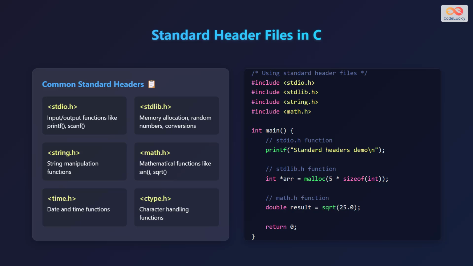Next, we have the string header, written as string.h, which offers string manipulation functions like string copy, string concatenate, and string length. Also, the math header, written as math.h, provides a wide range of mathematical functions such as sin, square root, and power. Furthermore, the time header, written as time.h, provides functions for working with dates and times, and finally the character type header, written as ctype.h, offers character handling functions. Now let's look at the example code on the right side to understand how to include and use these standard header files in a C program.